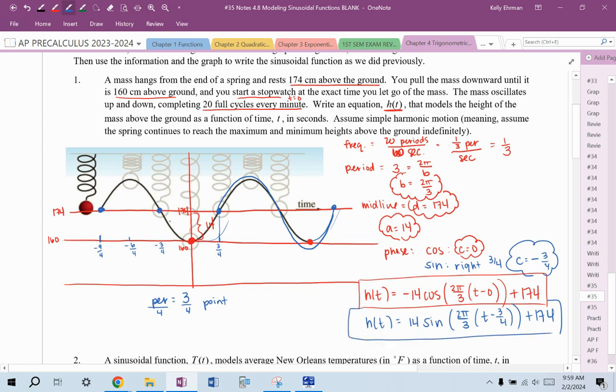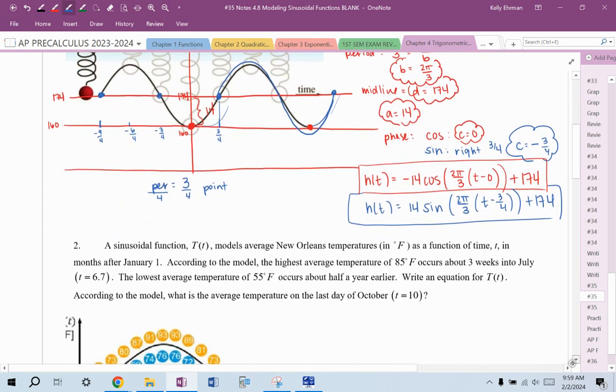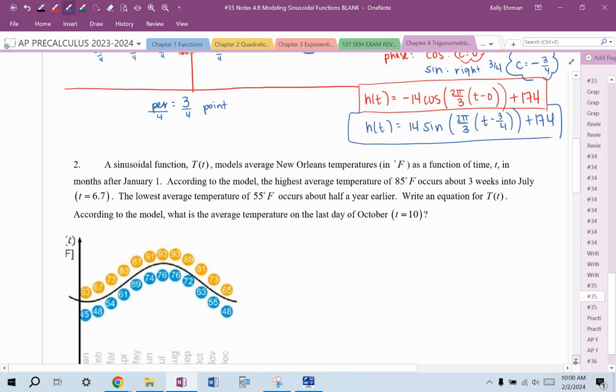And again, we could pick different sine curves. It's not wrong to go backwards and say, like we've been shifted to the left 9 pi over 4. That would be okay too. So there are a lot of possibilities. Okay. What about this next one?